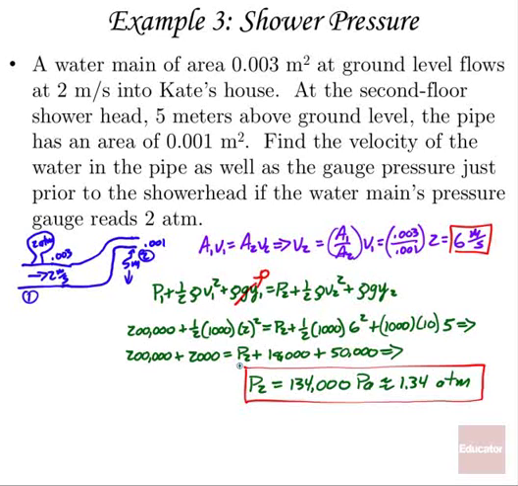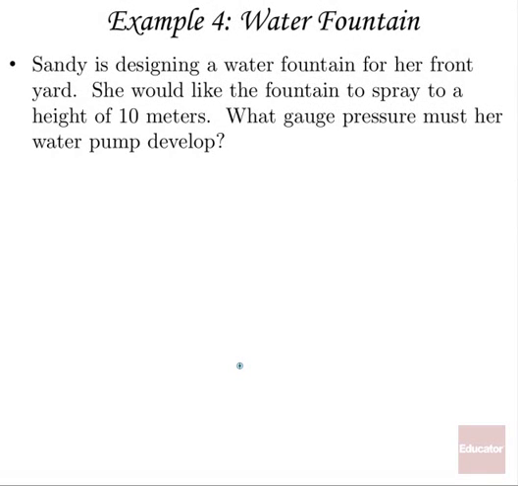Great. Let's take a look at a water fountain example. Sandy is designing a water fountain for her front yard. She would like the fountain to spray to a height of 10 meters. That's a pretty impressive water fountain. What gauge pressure must her water pump develop? Well, let's start with the diagram again. We'll start over here at her pump, and that's going to go to a point where it's going to release the water up at ground level. And once it's there, we want the water to go up to a height of 10 meters or so. So we'll start again with Bernoulli's equation.